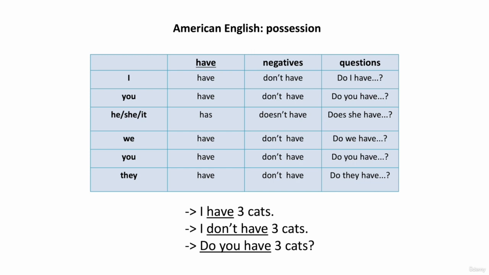We use I have, you have, he, she, it has, we have, you have, they have. I don't have, you don't have, he, she, it doesn't have. We don't have, you don't have, they don't have. Do I have? Do you have? Does she have? Do we have? Do you have? Do they have?